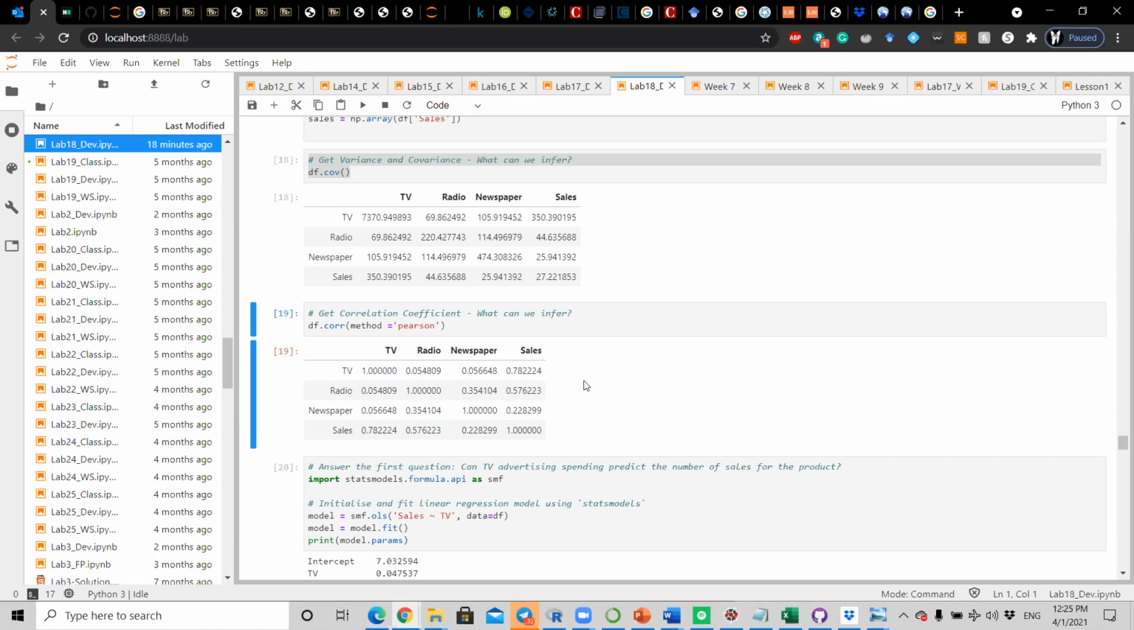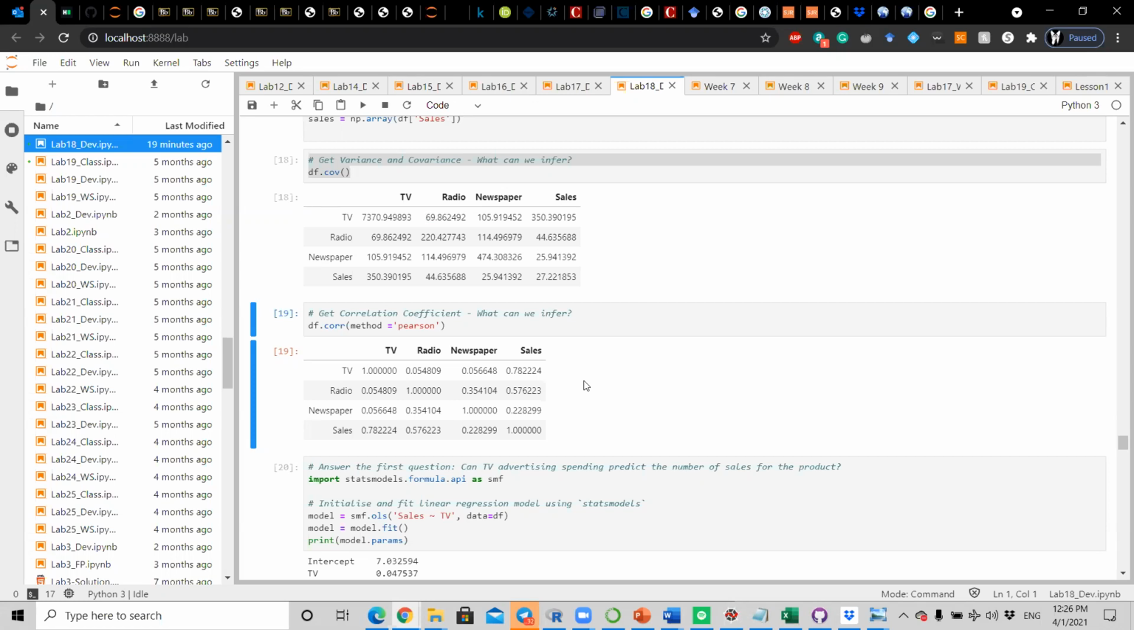So let me ask you this. What are we trying to predict? What do you think is our target variable here? Between TV, radio, newspaper, and sales, which one do you think we can consider as a target? Well, we can see the highest correlation between TV and sales. Okay. Let's say that sales is our target.